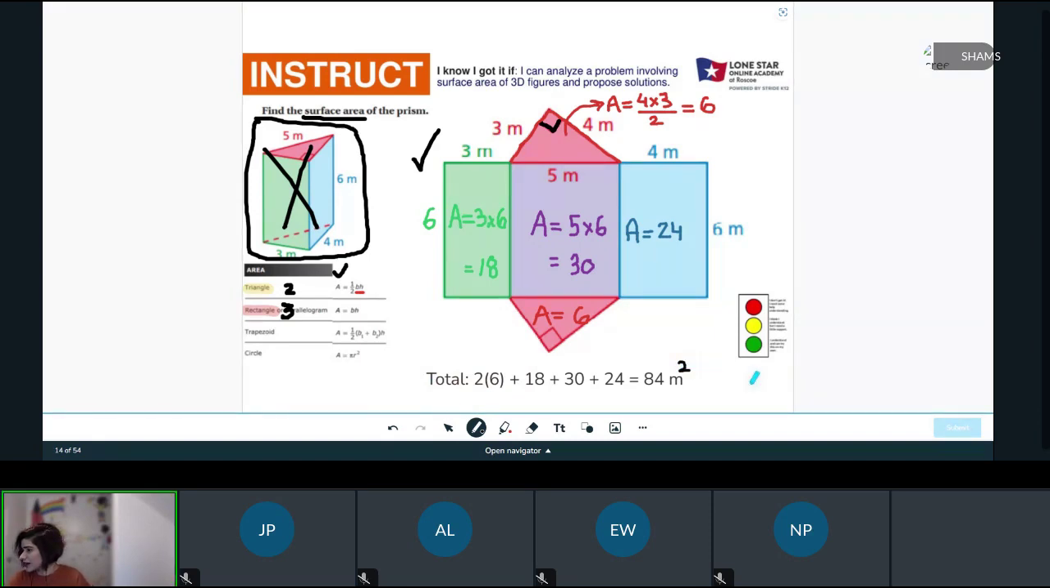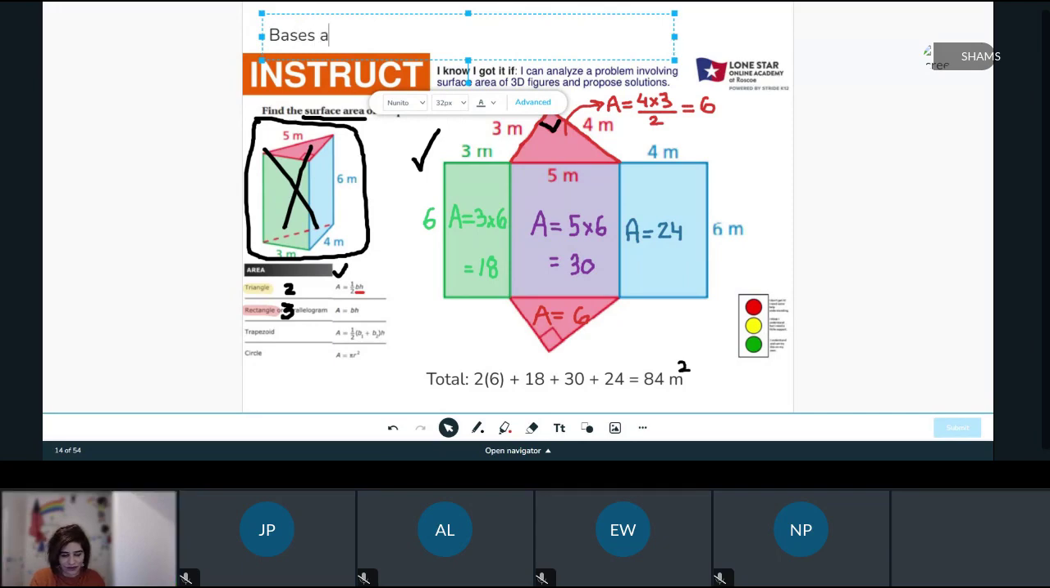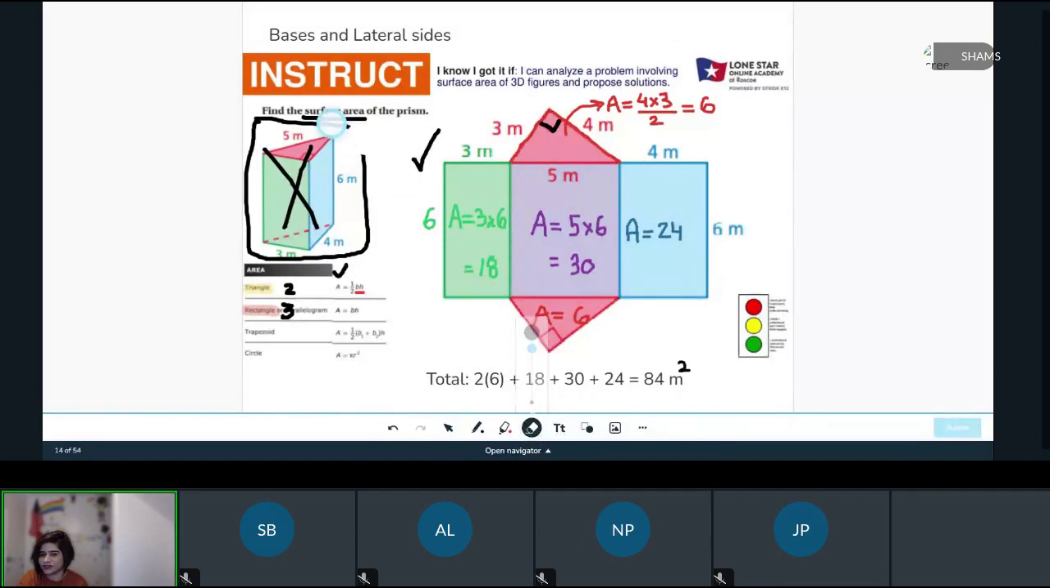I also wanted to talk about another thing. My other thing is bases and lateral sides, right? If you look at this shape, or if you look at this shape, can you tell me which one is the base? Can you guys tell me which one is going to be the base? Which shape is going to be the base over here? Base of the solid is which one?